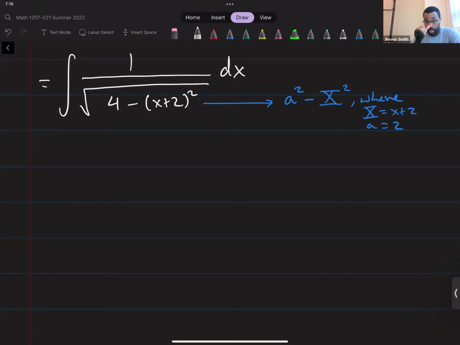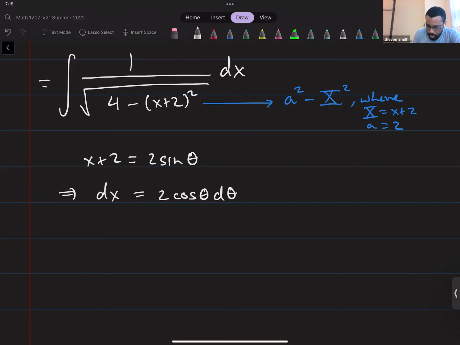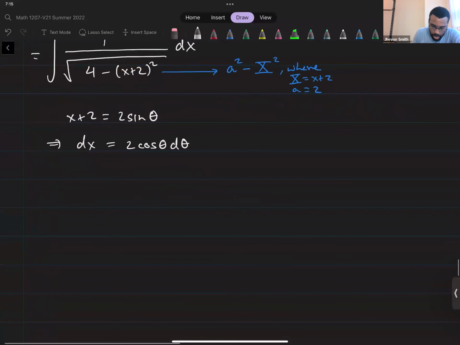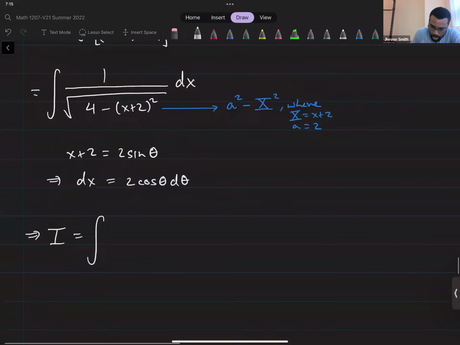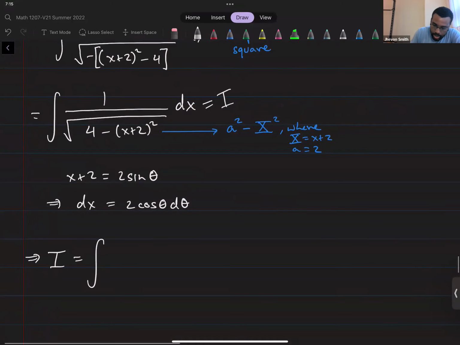So I know this is reminding me of 1 minus sine squared. So sine squared is going to be the guy. So x plus 2 is equal to a sine theta. So this means that your dx is going to be cosine theta d theta. And we're going to plug that in. So this is my I once again.